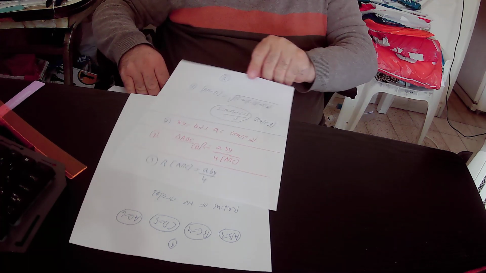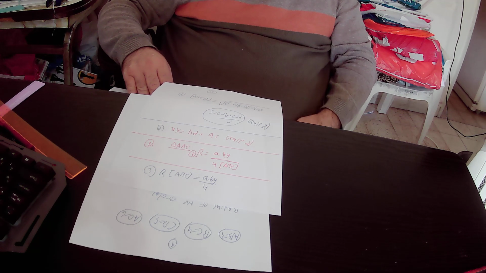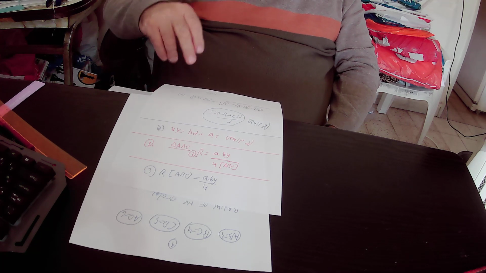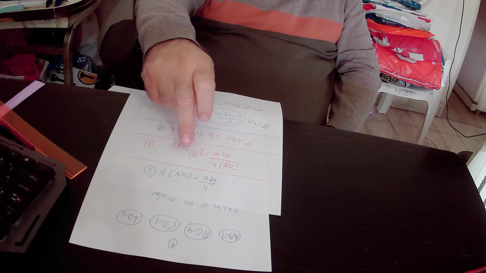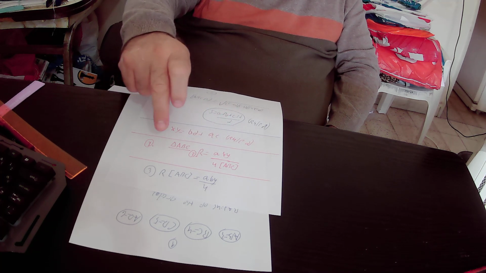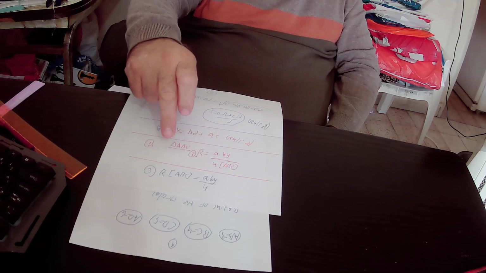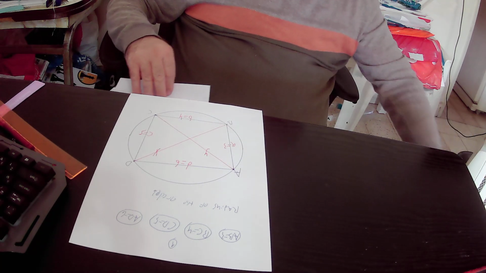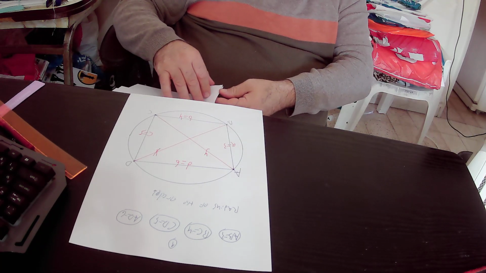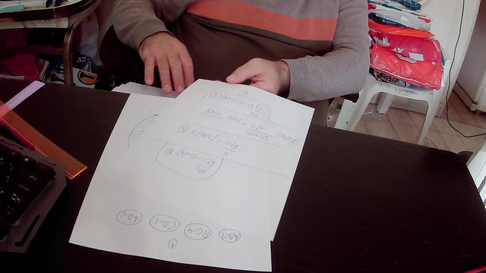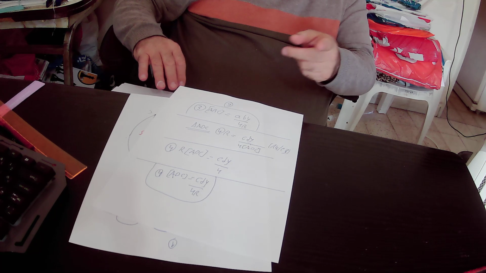So here we multiplied equation number 3 by the area of triangle ABC, and we got R times the area of triangle ABC equals ABY over 4. Here we divided equation number 3 by R, and we got that the area of triangle ABC, according to equation number 3, equals ABY over 4R.